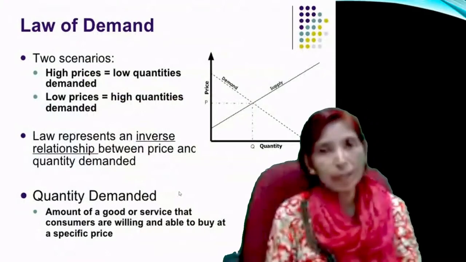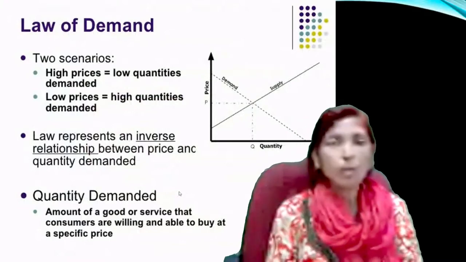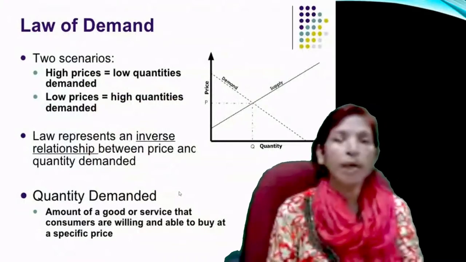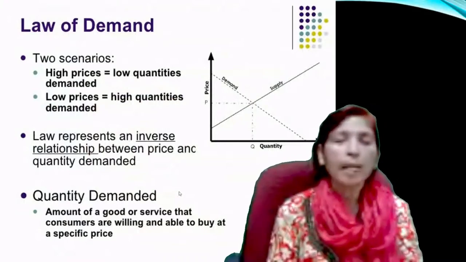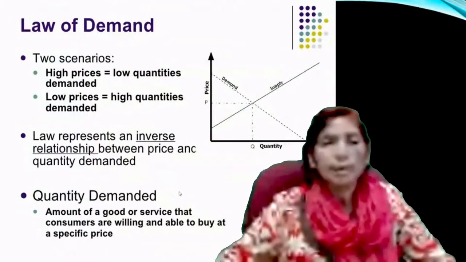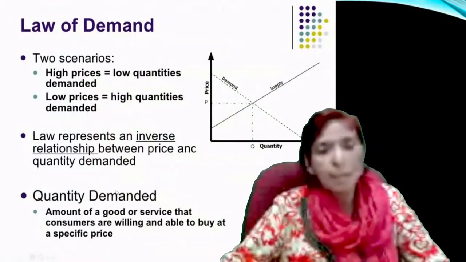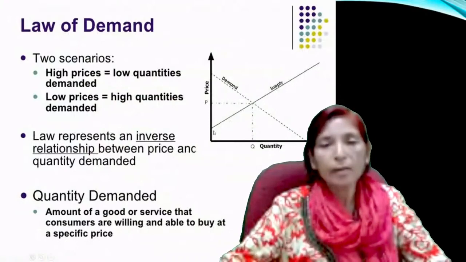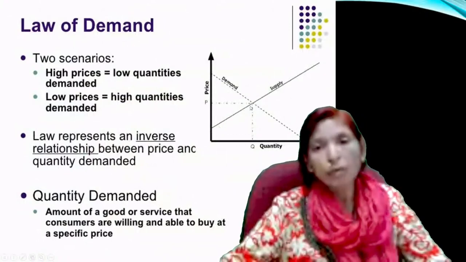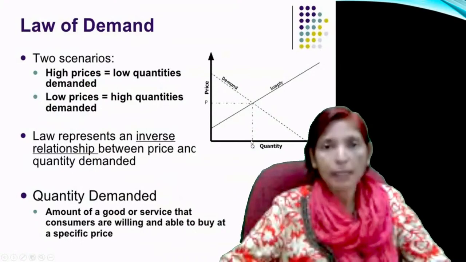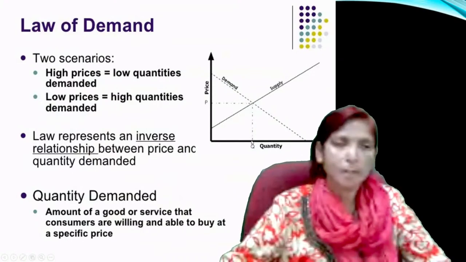And what is quantity demanded? Quantity demanded is the amount of goods and services that consumers are willing to buy or able to buy at a given price and at a given time period. And this law of demand states the inverse relationship between price and quantity demanded. That's why the demand curve slopes downward and the supply curve always slopes upward. Where both curves intersect each other, the equilibrium price is determined and the equilibrium quantity is also determined.